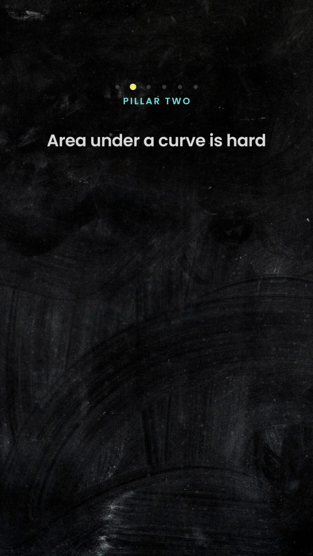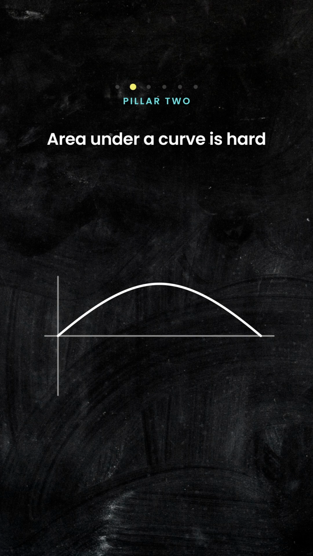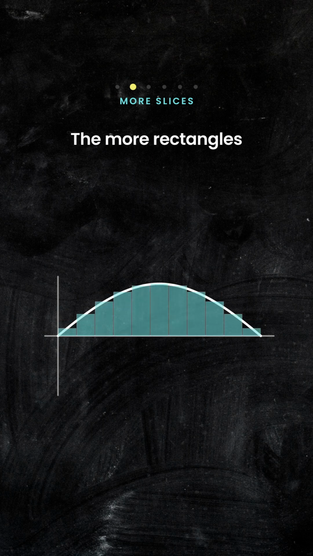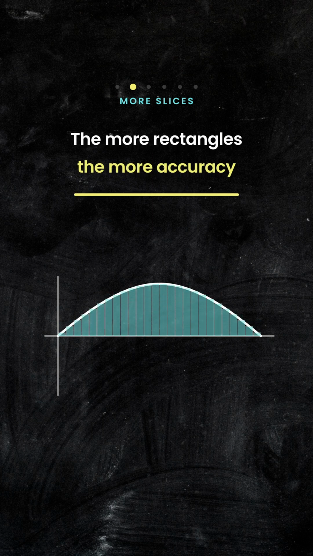The second point, measuring the area under a curve, is very difficult, so we can divide this curve into small rectangles. And the more we increase the number of rectangles, the more accuracy we get in calculating this area between the function's curve and the x-axis.